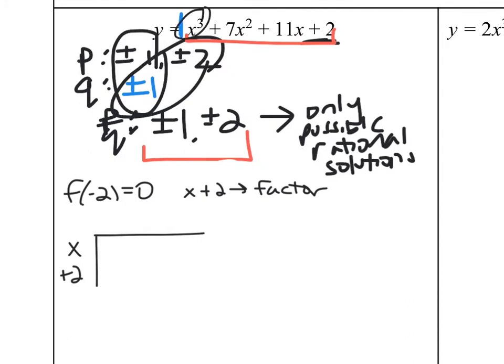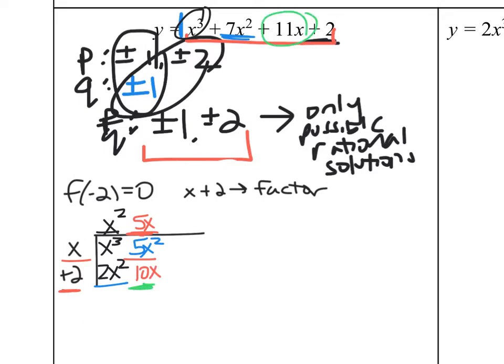So first term is x cubed. I need to see this division. So that would be x squared. 2 times x squared would be 2x squared. I have 2x squared. I want 7x squared, so I need 5x squared. Now I say, what times x is 5x squared? That would be 5x. 5x times 2 gives me 10x. I have 10x. I want 11x. I need 1x. Repeat the process. What times x is x? 1. 1 times 2 is 2, which is exactly what I want.